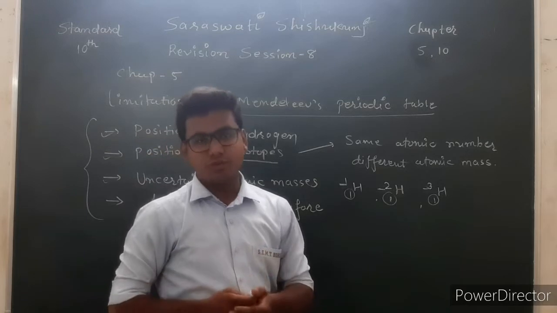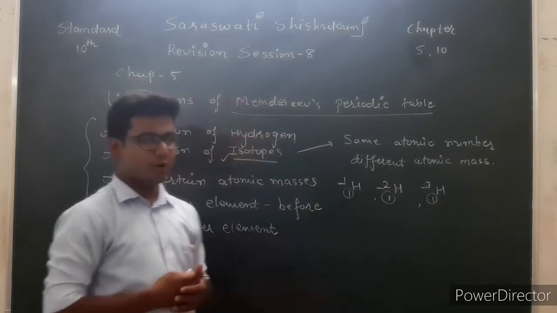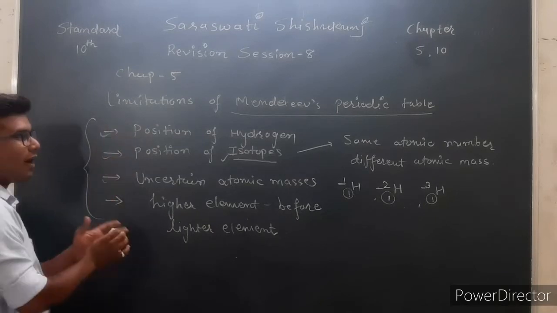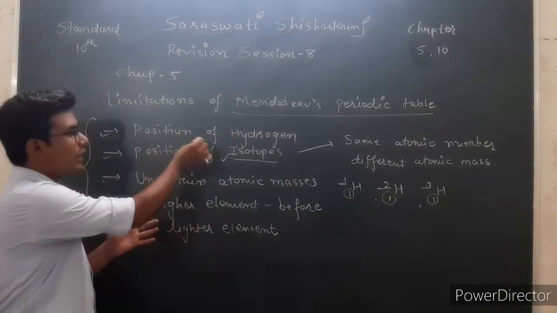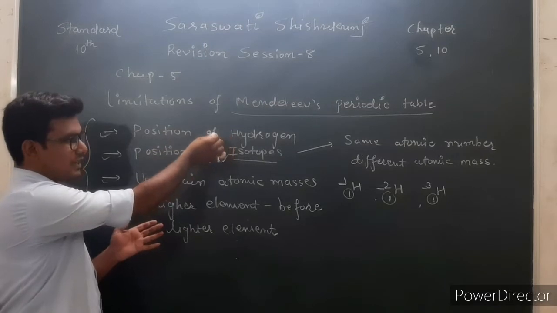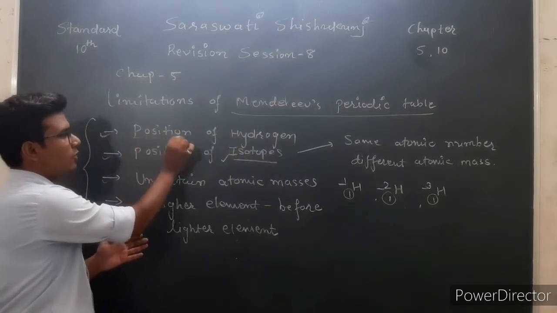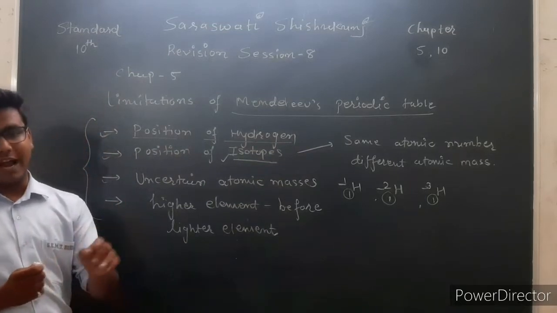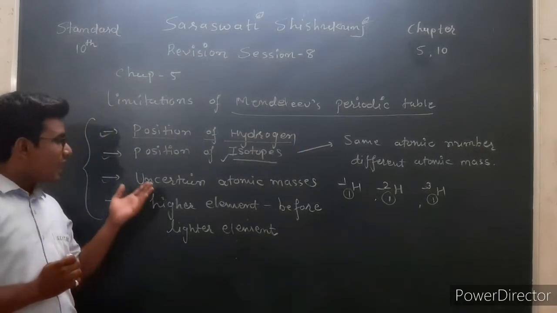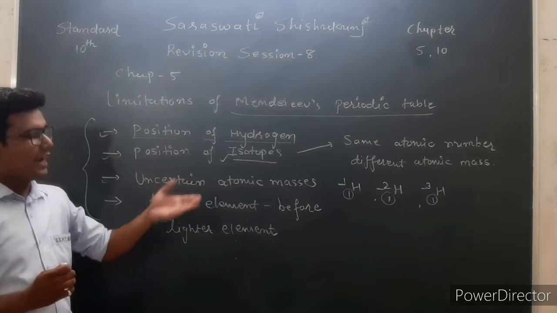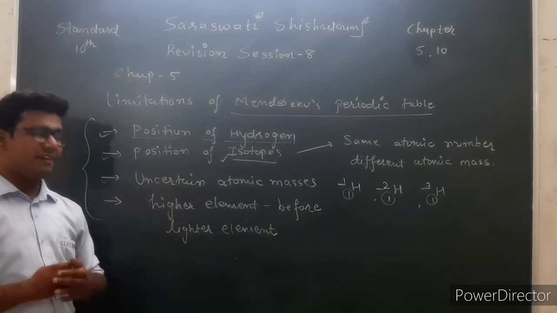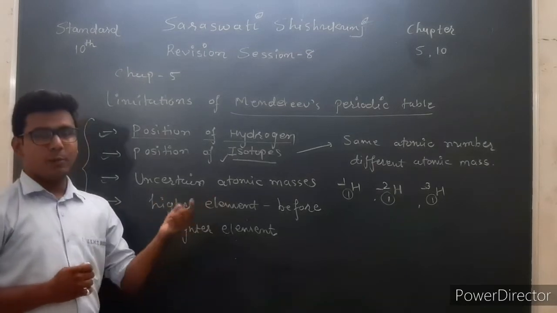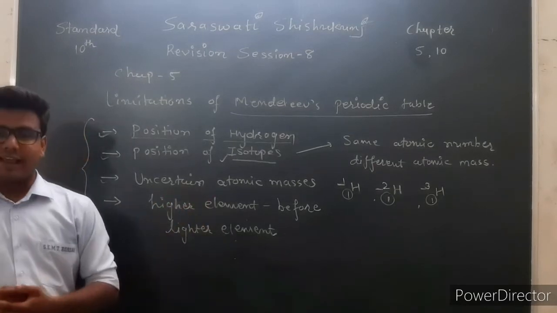It can be asked to you for 3 marks. That is a most important question. If it is asked for 3 marks, we have to describe how it is a limitation. Means we have to describe what is the problem in defining the position of hydrogen and position of isotopes, how uncertain atomic mass was a limitation, and we have to also give an example of how the higher elements were kept before the lighter elements.